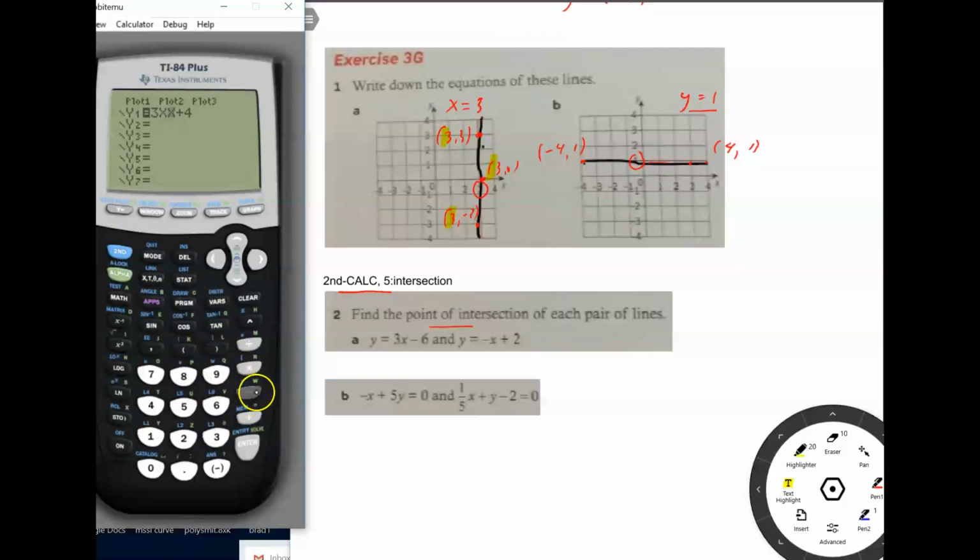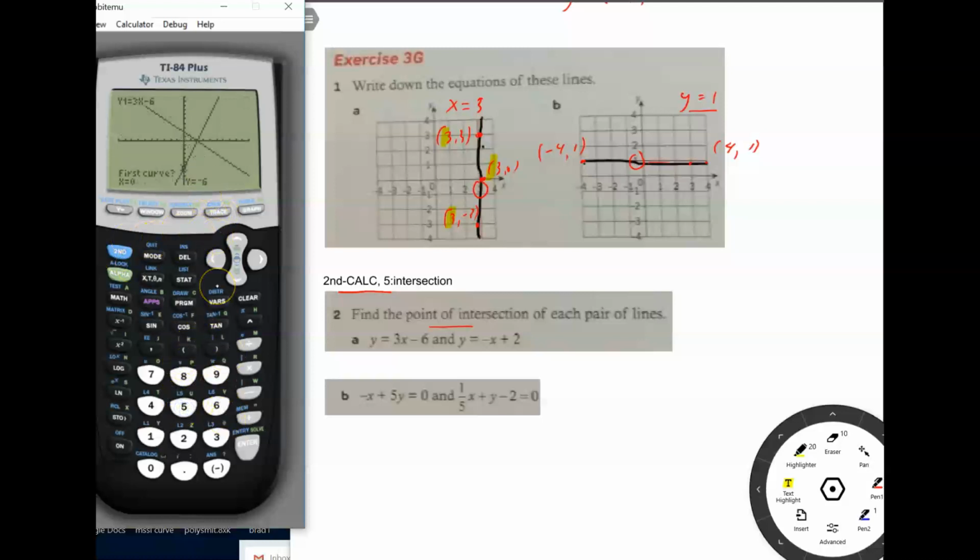3x minus 6, delete. And then you put the second line in. It's going to be negative x plus 2. Make sure you use this button and not this button. Negative x plus 2. And then I graph both. And then they intersect. And of course I'm going to use second calc intersect, which is number 5, to find it.